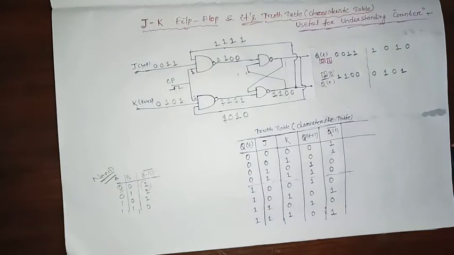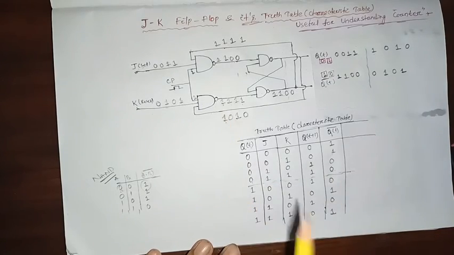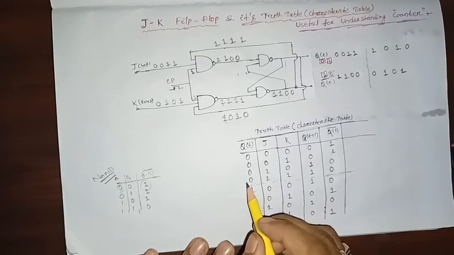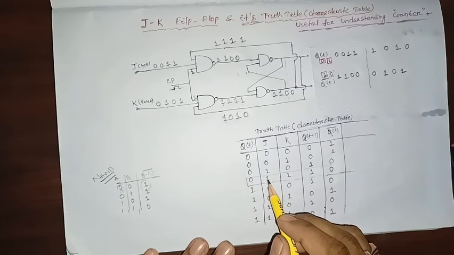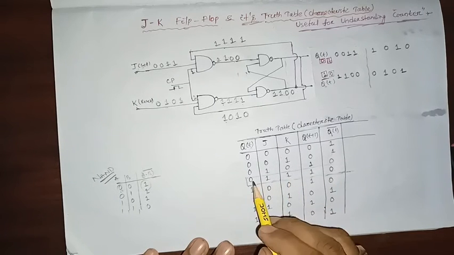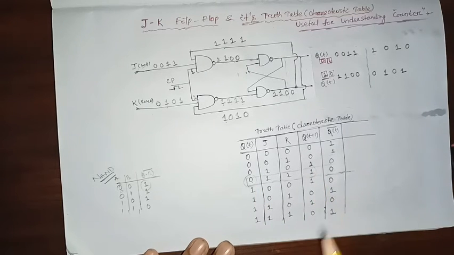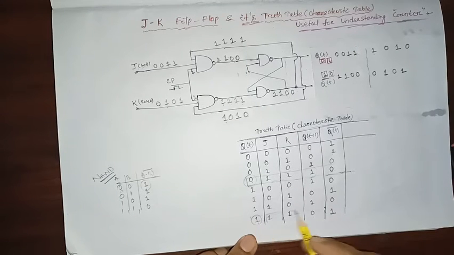Okay, so here this is the characteristic table or truth table of JK flip-flop, which will be useful for understanding the counter. How? Here you can see, you just mark that this value when j value 1, k value 1, if qt is 0, then qt plus 1 will be 1. For this case here, if j value 1, k value 1 and initial value is 1, then output will be 0. These two output you just remember.